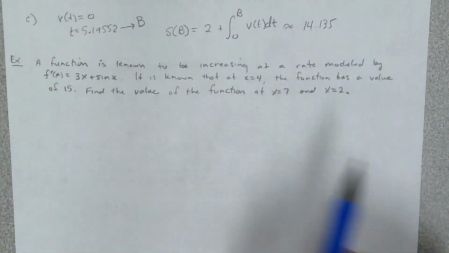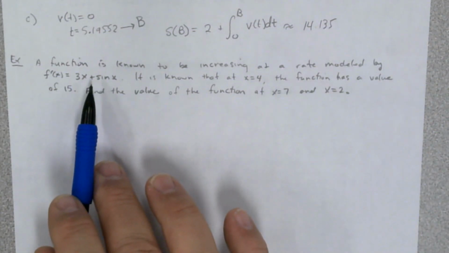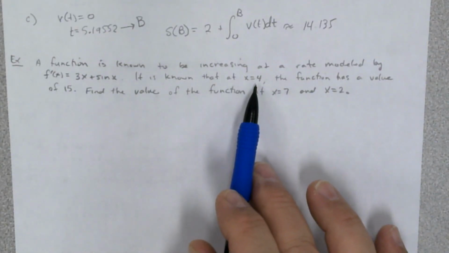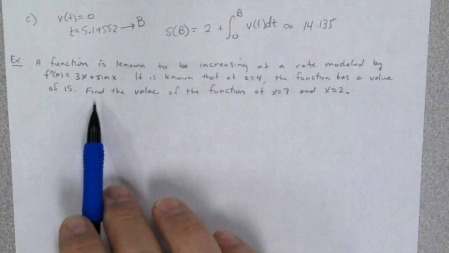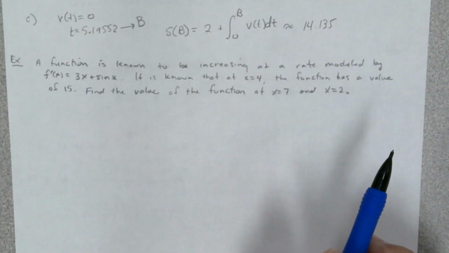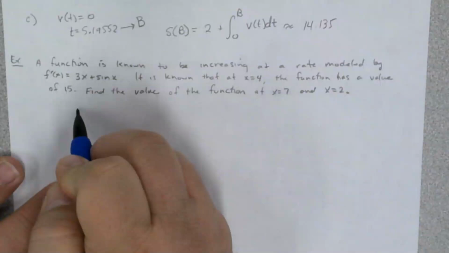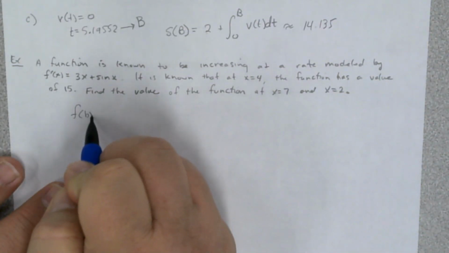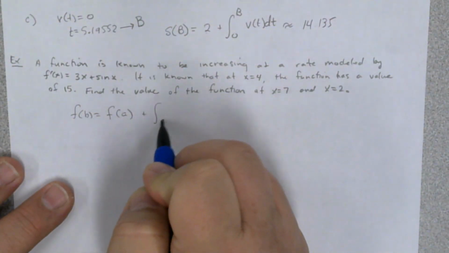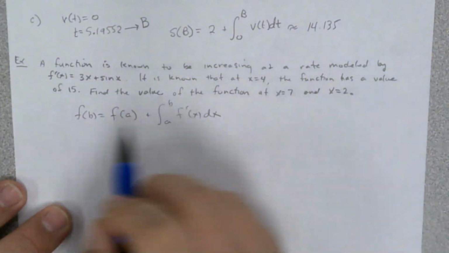A function is known to be increasing at a rate modeled by that expression right there. So f prime of x equals this. It is known that at x equals 4, the function has a value of 15. Find the value of the function at 7 and at 2. So you're going to be asked to find a lot of values of functions. So we're going to use what we just established: f of b is f of a plus its net change, the integral of f prime of x dx. And we're going to do that with this problem.